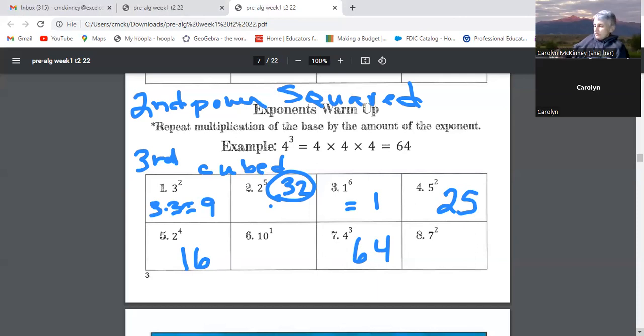10 to the 1st power is 10. 7 squared, 7 times 7, 49. All right.